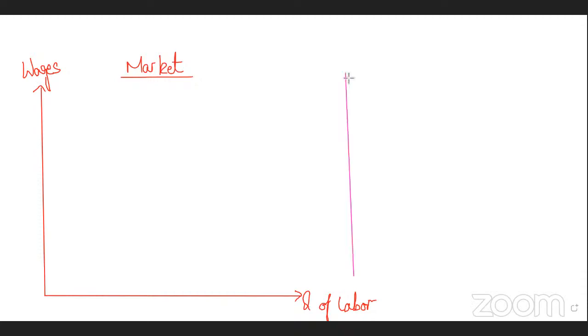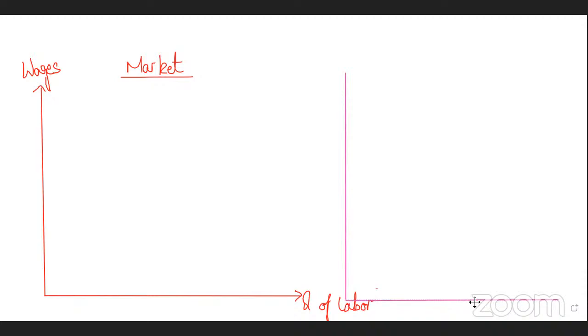So you have wages on the y-axis, and you have quantity of labor in the entire market on the x-axis, right? And this graph is for the industry, or the market, the entire market, not for one firm, right? So this is showing you the situation for the market. And then on the right-hand side, you'll draw the graph for the firm, right? Okay.